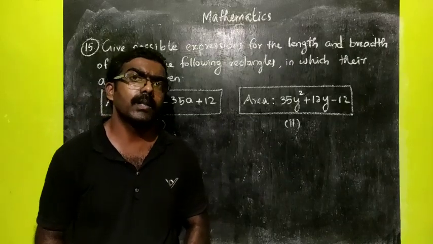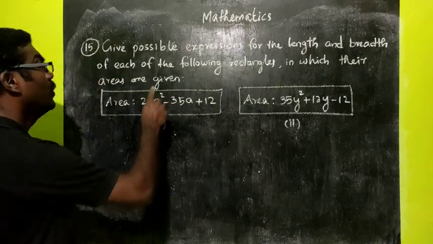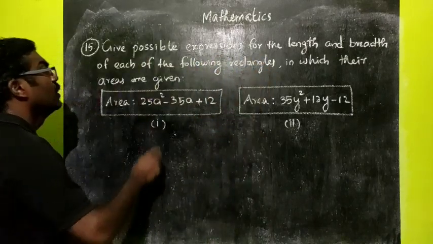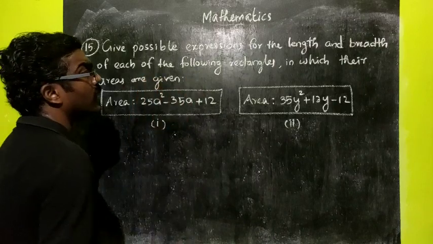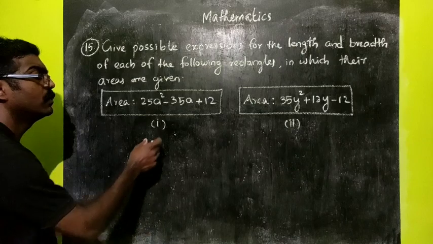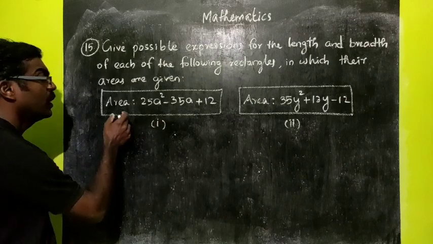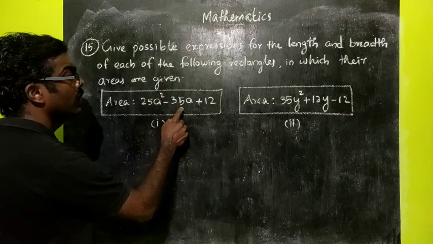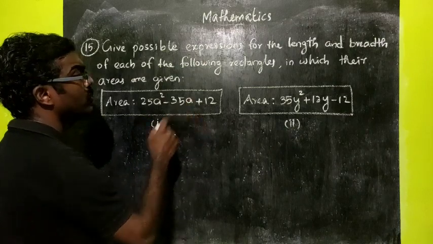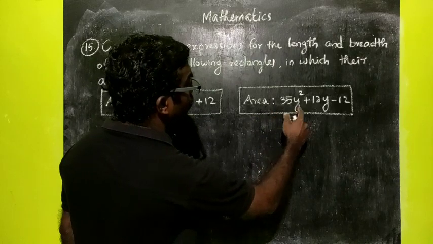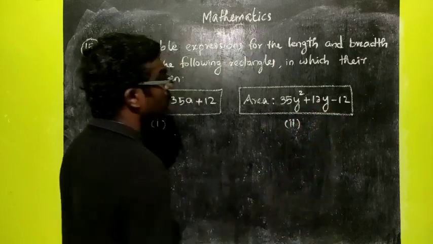Now we move on to question number 15. Give possible expressions for the length and breadth of each of the following rectangles in which their areas are given. Two sub-questions are given. Area is given by this expression 25a square minus 35a plus 12, and for the second one, area is 35y square plus 13y minus 12.